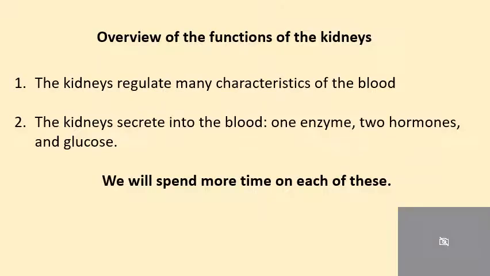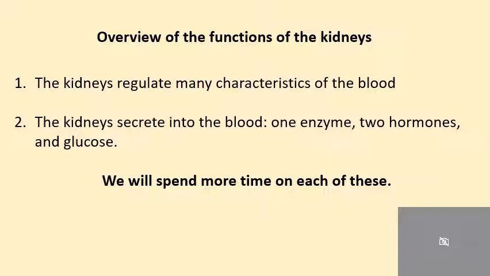So as we do with any new organ system in this class, we start with big, broad brushstrokes, and I present an overview of how this organ system contributes to homeostasis. And so these are the two basic ways in which the kidneys contribute to homeostasis. Number one, your kidneys are responsible for modifying, for regulating many of the characteristics of your blood.